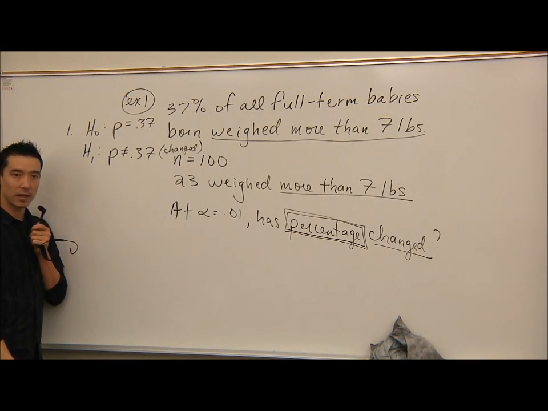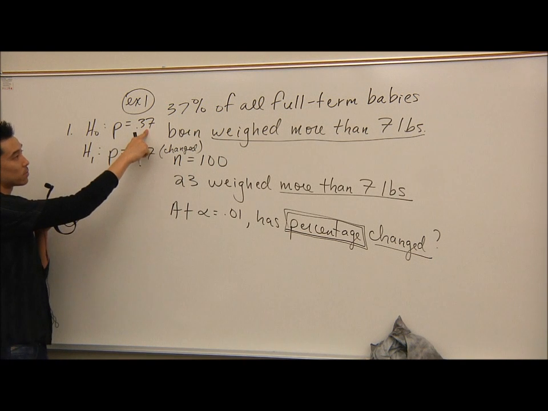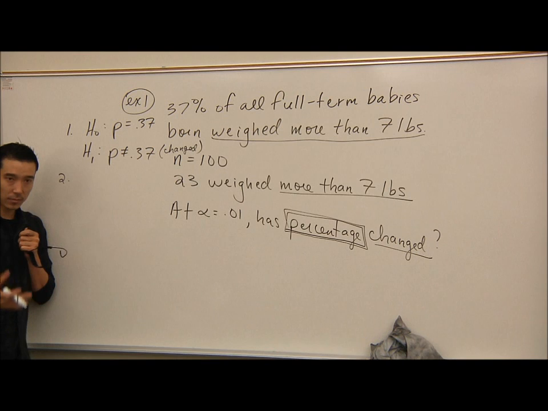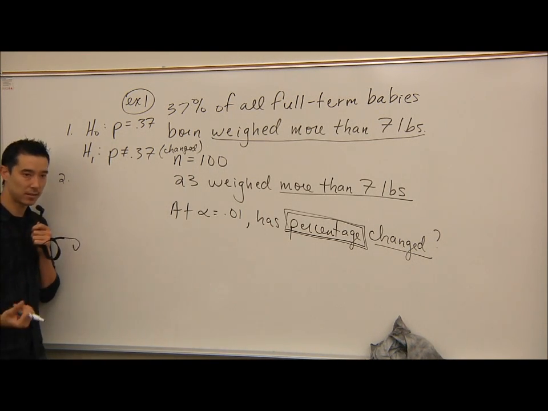Is everybody okay with the setup? So it's now based on P, not mu anymore, because that's a test for the mean. This is a test for the proportion. So P equals 0.37, P not equals 0.37. Okay, great. Step number 2, because the first H1 is not equals, what type of test is this then?